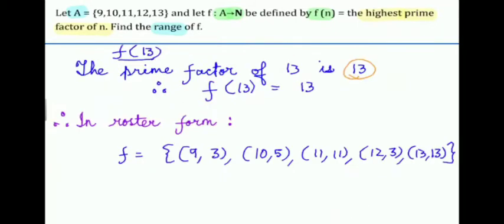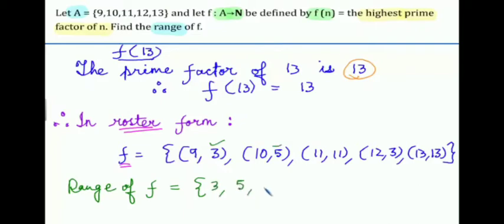Now the range of f. Your function becomes (9, 3), (10, 5), (11, 11), (12, 3) and (13, 13). So the range is all your second elements. So range of f is equal to {3, 5, 11, 13}. 3 is repeated 2 times, so we exclude it. So 3, 5, 11, 13 is your range.